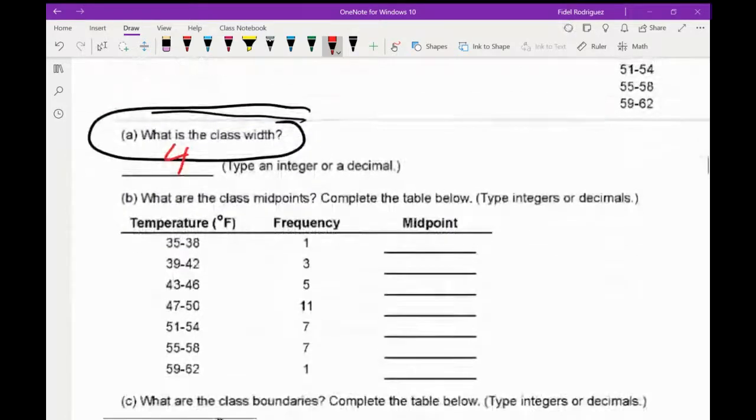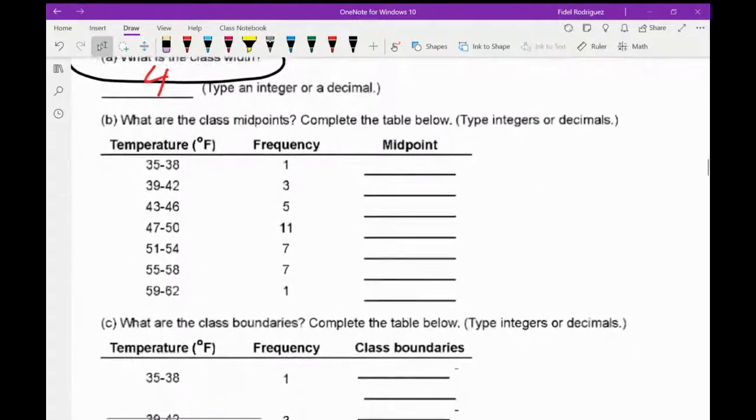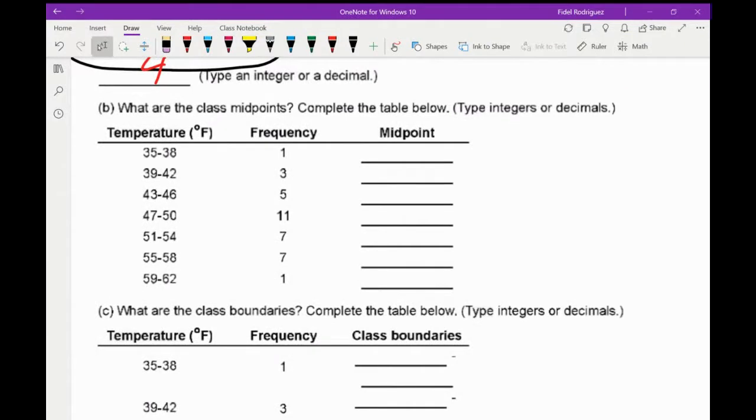Excellent. Now we're going to find our midpoints. I know some of you guys were putting the answer in the chat. If I click on it, yes, 4. There you go. Excellent. So now, the way I'm going to find the midpoint, guys, is for each of these intervals. Say for the first one, I'm going to take the numbers 35, add 38, and find their average. I'm going to add them together and divide by 2.